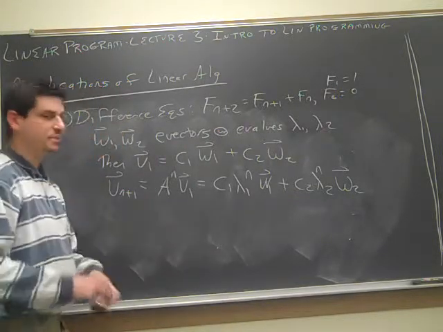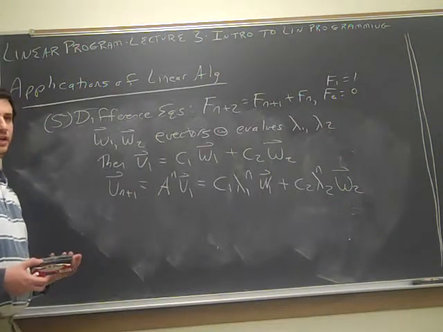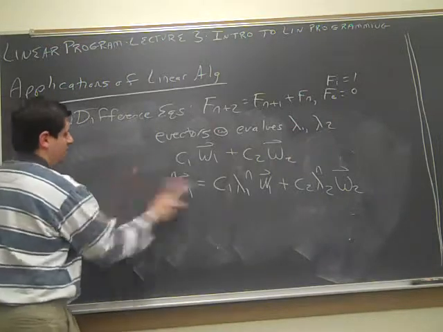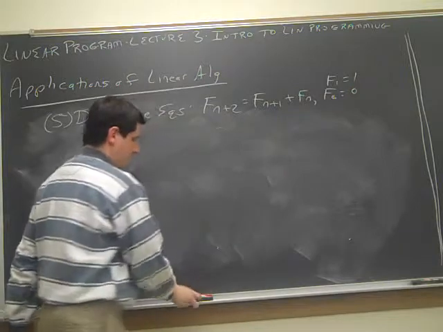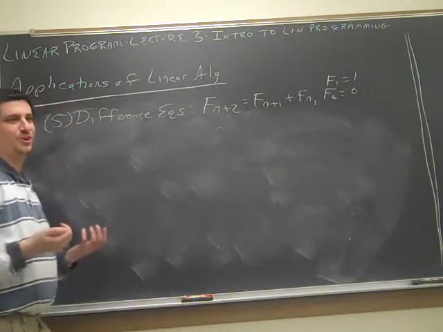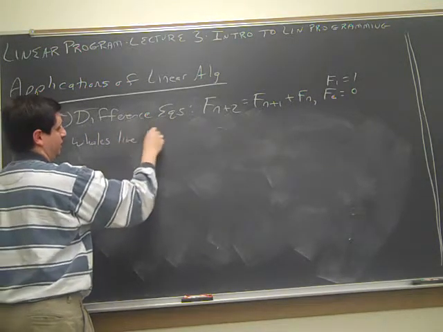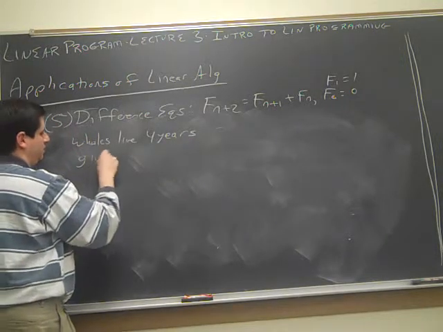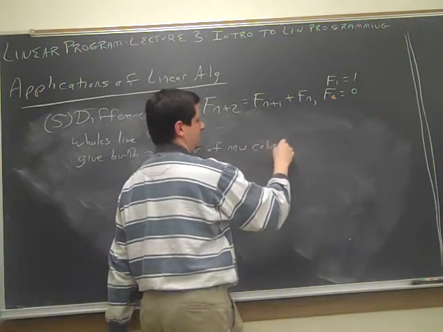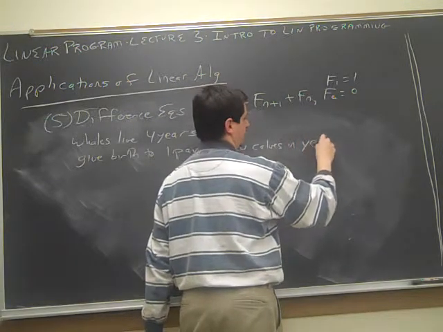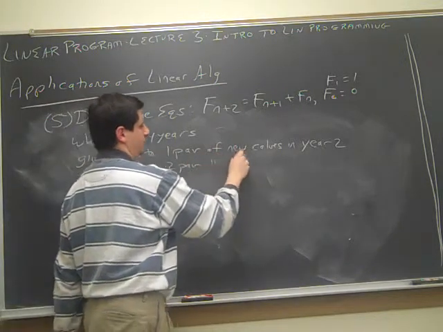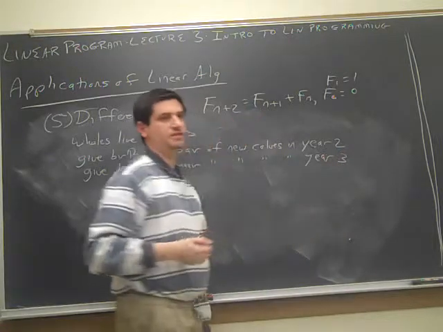And so the example we gave was the example of the Fibonacci numbers. There's lots of other examples we could look at. I think the example I gave in my probability class was whale population. So you can imagine you have a population of whales, and since this is a first round model, we will assume an unrealistic set of rules about whales. Whales live 4 years, give birth to one pair of new calves in year 2, give birth to 2 pair of new calves in year 3, and then they live for a year and then they die.